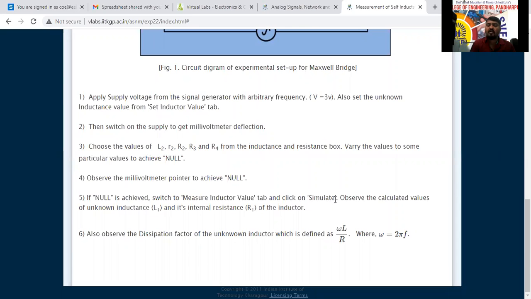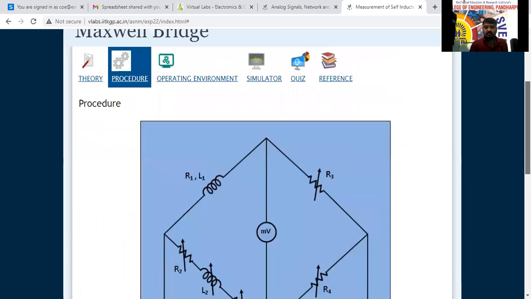We have to click on simulate, and observe the calculated values of the unknown inductance and its terminal resistance R1. Also observe the dissipation factor of the unknown inductance, which is defined as omega L by R. Omega L1 by R1, by using this one also we can calculate the dissipation factor. This is the procedure.